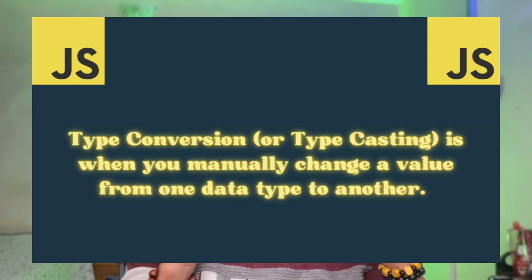Type conversion, which can also be called typecasting, is when you, as the JavaScript developer, decide to manually convert your value from one data type to another. You are the one in control. You are the one intentionally doing the conversion by yourself.